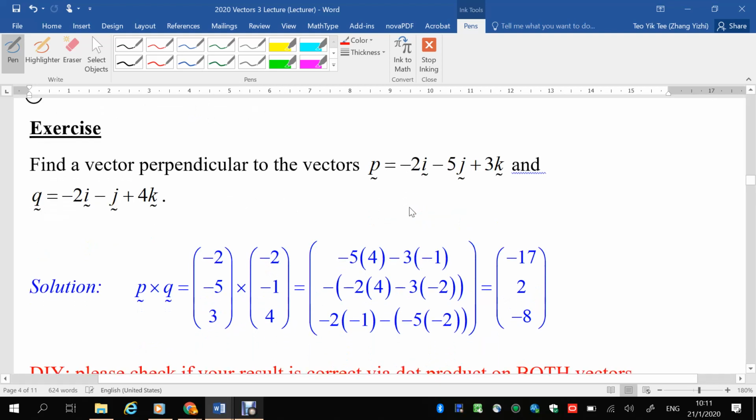Able to get minus 17 to minus 8. For those who are actually doing it, you realize that somehow the careless mistakes start creeping in. So please double check during the exam itself. CT1 confirm have already. The last thing that you should lose marks over is careless mistakes.